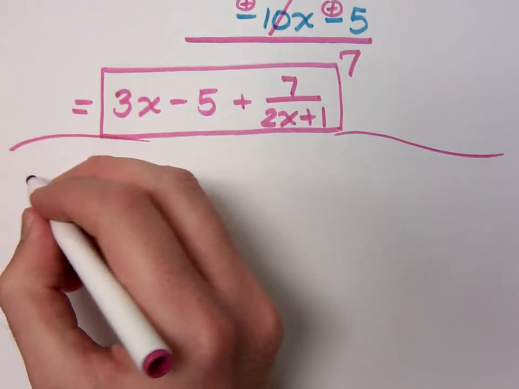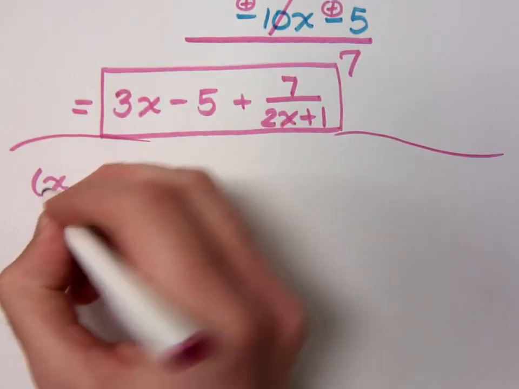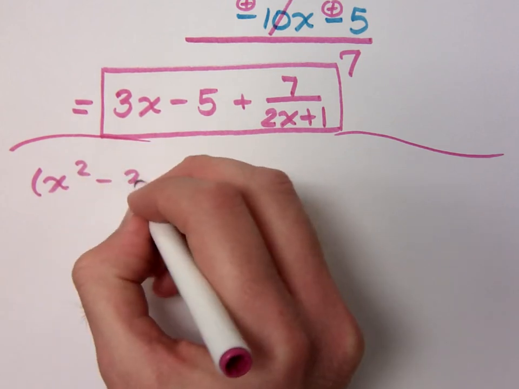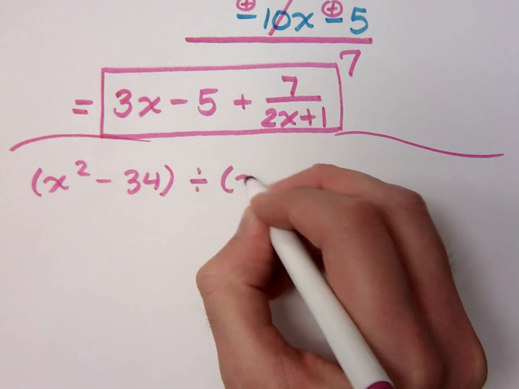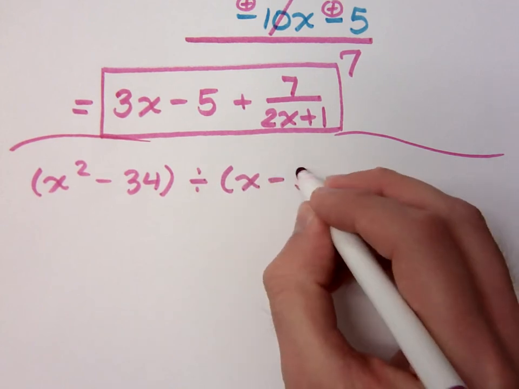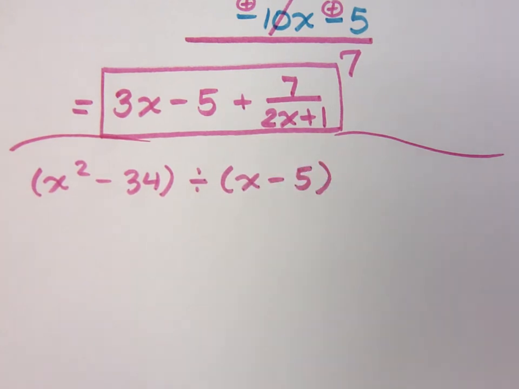All right, let's try this one. x squared minus 34 divided by the polynomial x minus 5. Now what's wacky about this one? Well, it's not the normal form, right? I'm going to make you do the work and write it in the correct form for long division.